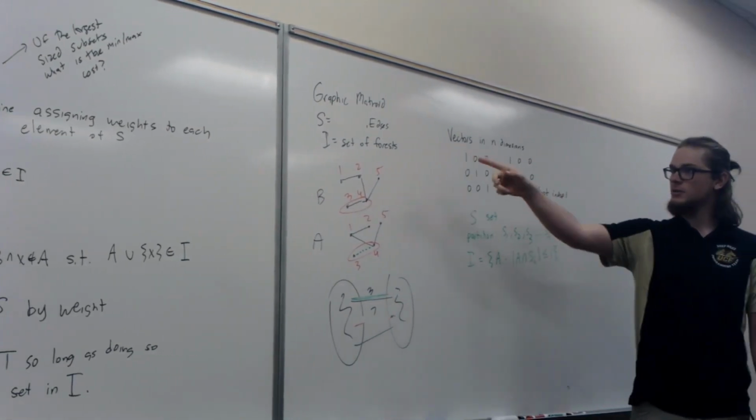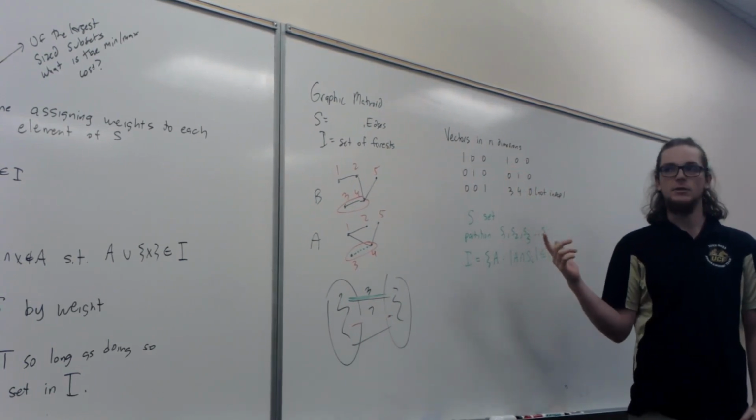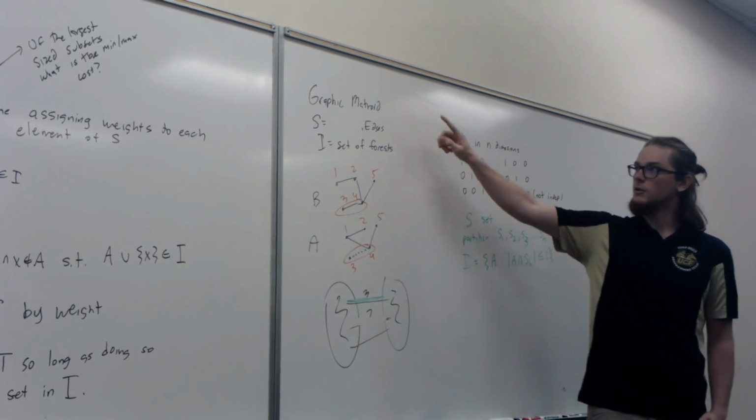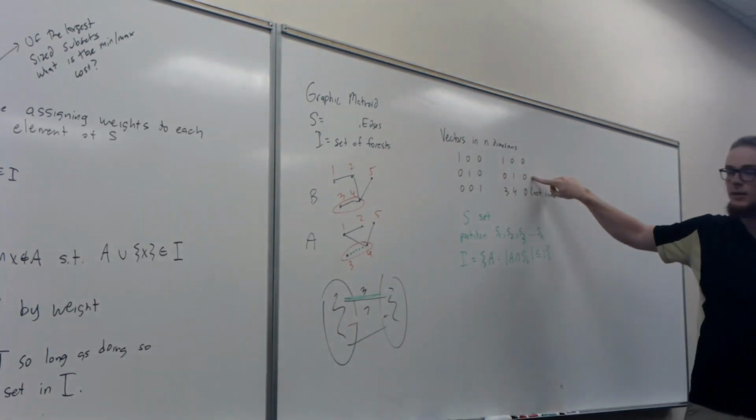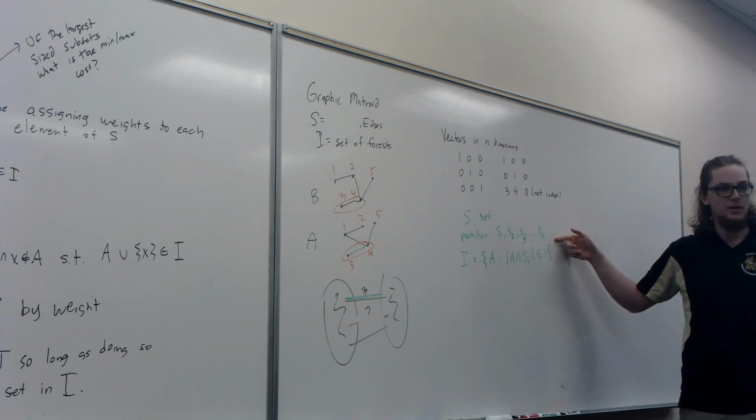These three Matroids are pretty common. All the problems that I've solved have used these Matroids. So this is the graphic Matroid. This one is known as the linear Matroid, and this one is known as the colorful Matroid.